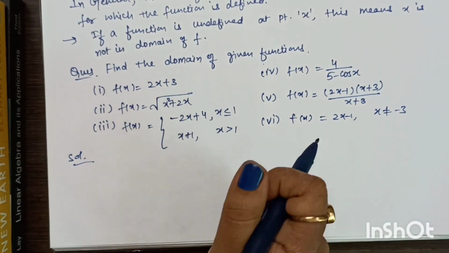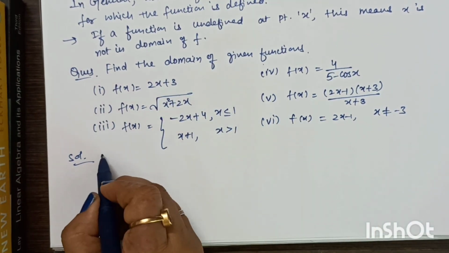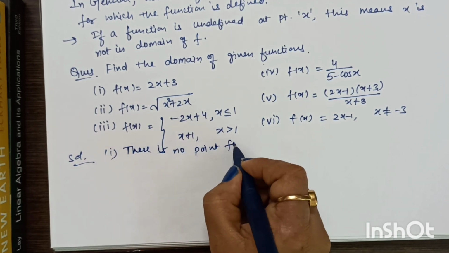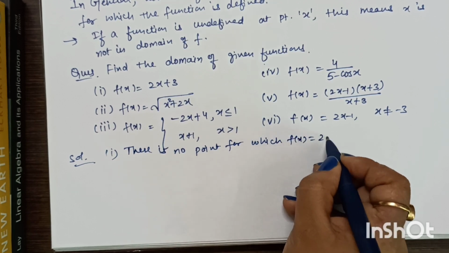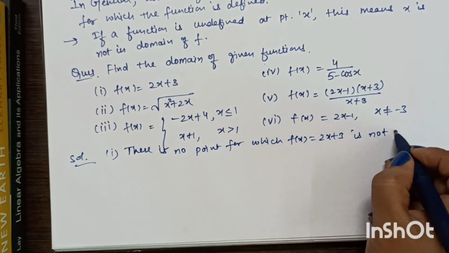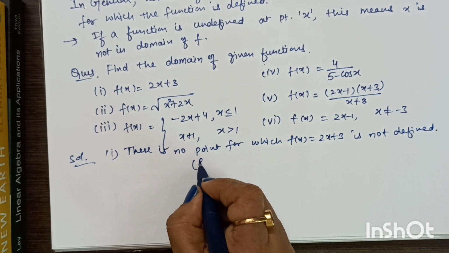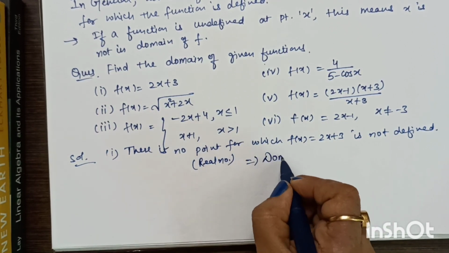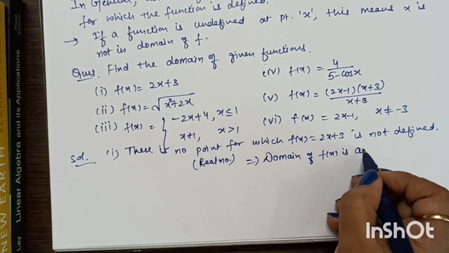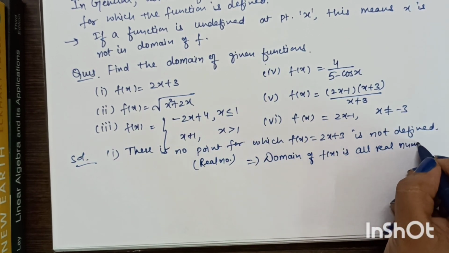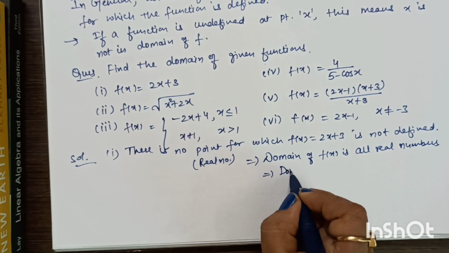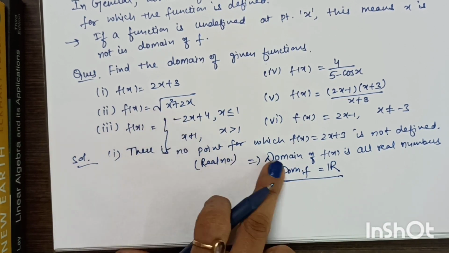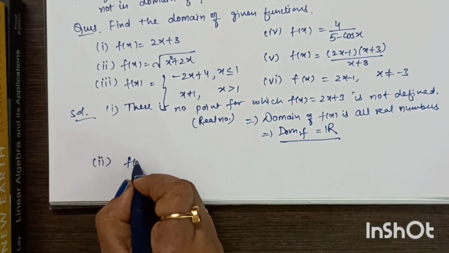In the first question, f(x) is equal to 2x plus 3, there is no point where the function is not defined. You can easily check the function is not going to infinity. In any case, for any real number substitution for x, there won't be anything absurd coming as an output. So there is no point on which function is undefined. Hence the domain in this case would be all real numbers. And this is a short way of writing: Dom f equals R, where R is for real numbers.